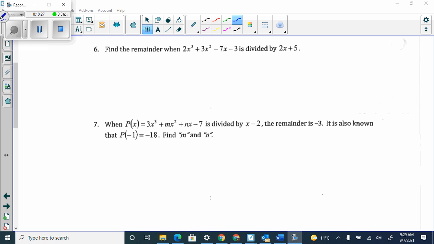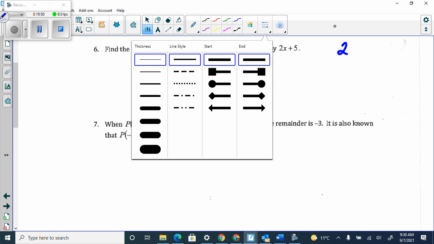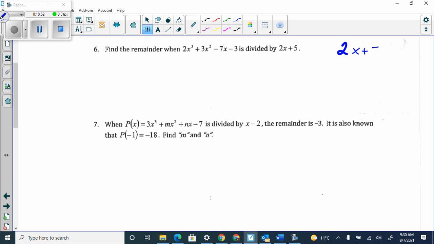So, number 6, it says find the remainder when 2x cubed plus 3x squared minus 7x minus 3 is divided by 2x plus 5. What are we going to have to do? Find what x is first. Some people say find the x-intercept. Unless the remainder is 0, that's not an x-intercept, correct? So we're just literally solving for x. 2x plus 5 equals 0. 2x equals negative 5.